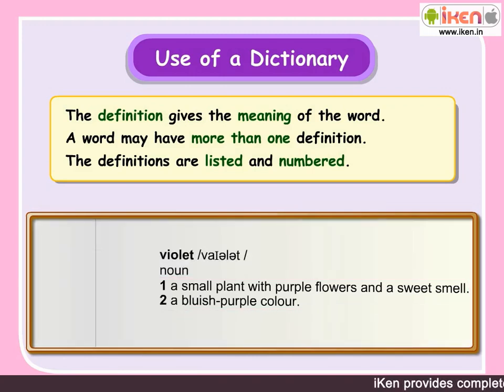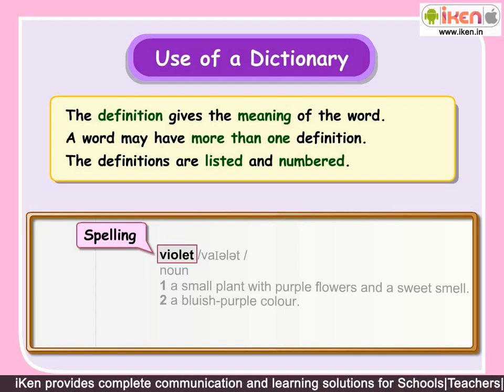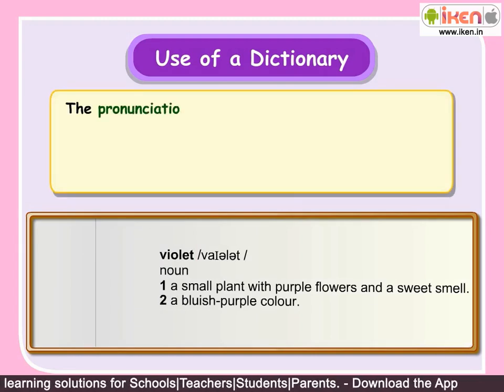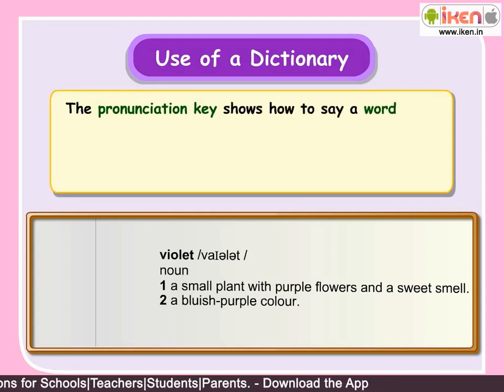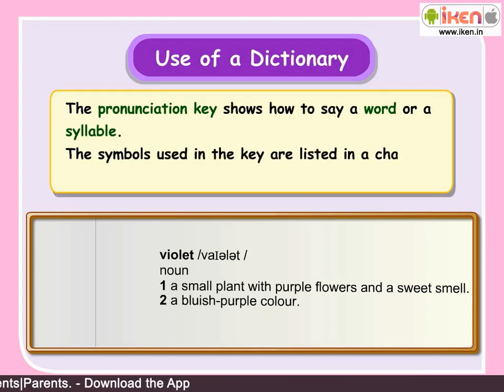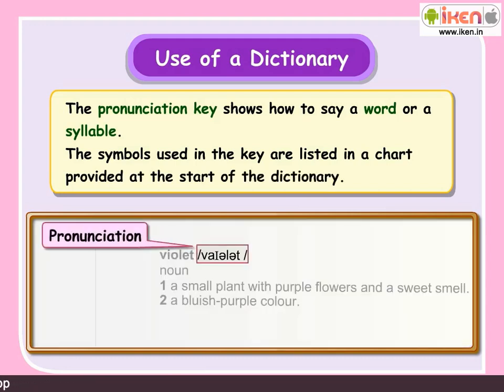The dictionary also provides the spelling of a word. Some words can be tricky to find based on their spelling or pronunciation. The dictionary provides the pronunciation for the entry word. The pronunciation key shows how to say a word or a syllable. The symbols used in the key are listed in a chart provided at the start of the dictionary. For example, the pronunciation key for the word violet is shown next to the entry word.